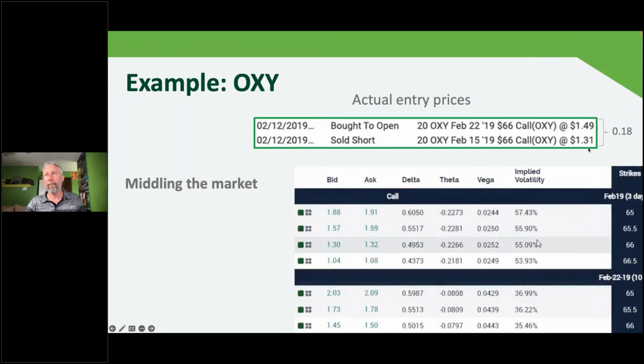Paid 18 cents. But look, here's what's interesting. Once I had to buy the February 22nd, they were offered at $1.50, but I didn't pay $1.50. I paid $1.49. I paid less. Once I had to sell, they were bid at $1.30, but I didn't sell them at $1.30. I sold them at $1.31, smack dab in the middle of the bid ask spread. Sold them for more. I mean, really, I should have paid $1.50 minus $1.30. That's 20 cents, but I paid 10% less than that. I started this trade off 10% better than a typical trader.